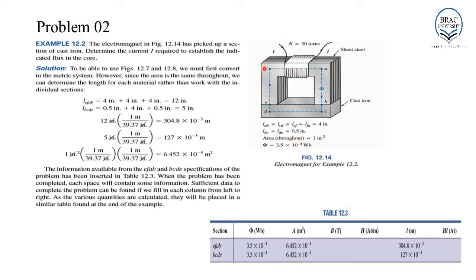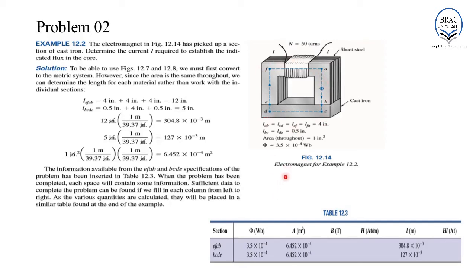The magnetic field lines or flux passing through both the materials, that is flux, is the same, 3.5 into 10 to the power minus 4 Webers. The number of flux or field lines will not change.